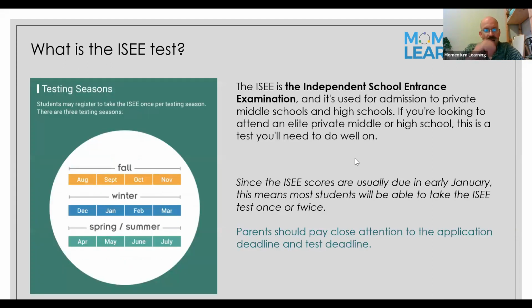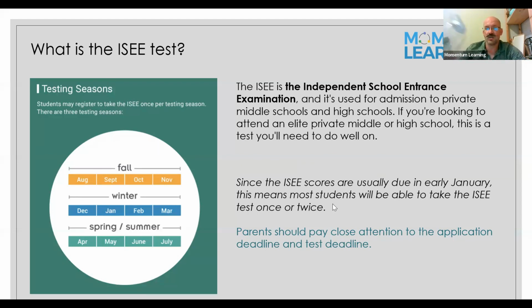Okay. So the ISEE test comes in three different testing sessions, and you can take it once during each session. The people that I was speaking with said the schools you're going to or applying to are looking for scores in January, so you would have an opportunity to take it before that December date in that session. And then you could also take it again by the end of November in that session, and then also take it again during the winter session if you wanted to.